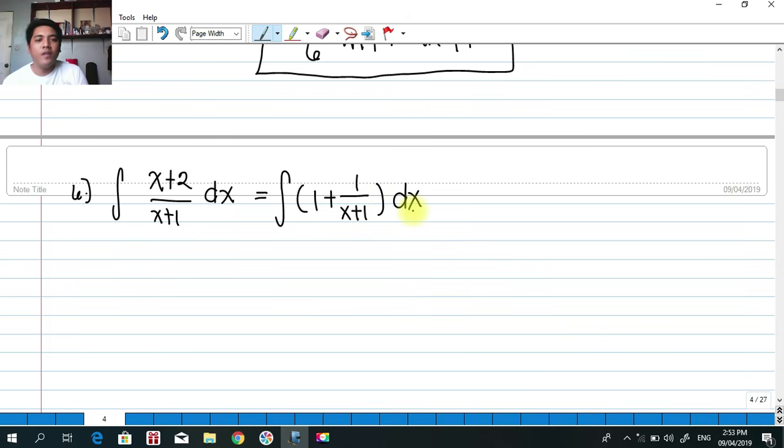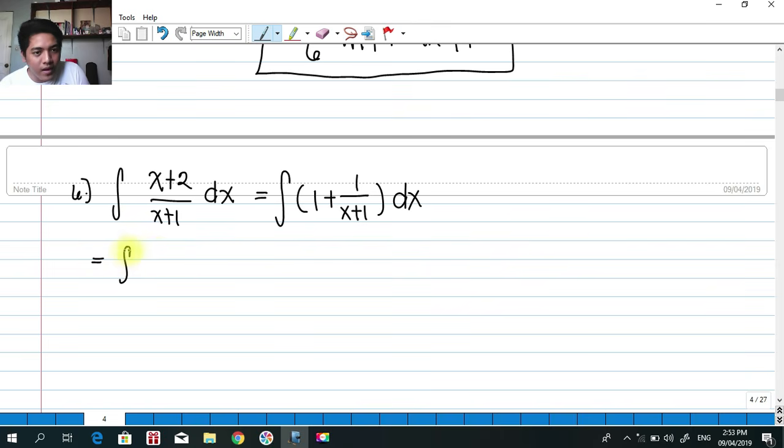dx. Okay, if you're going to solve this, x plus 1 times 1, that is x plus 1, plus 1. X plus 1 plus 1 is x plus 2, divided by the same denominator, x plus 1. So basically, this expression is the same as this. Okay? So we have learned different integral formulas, so we can distribute the integral sign and the dx for every term.